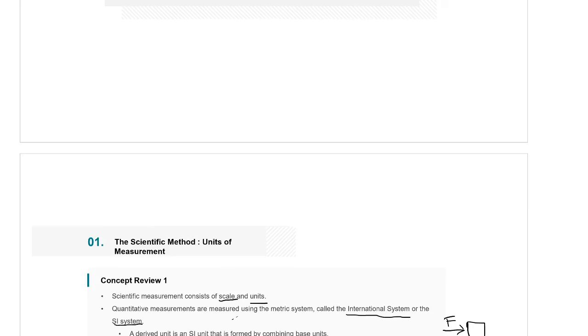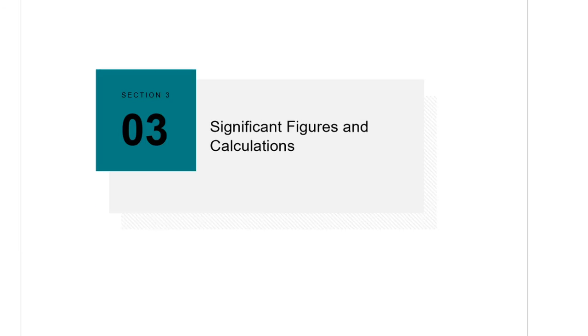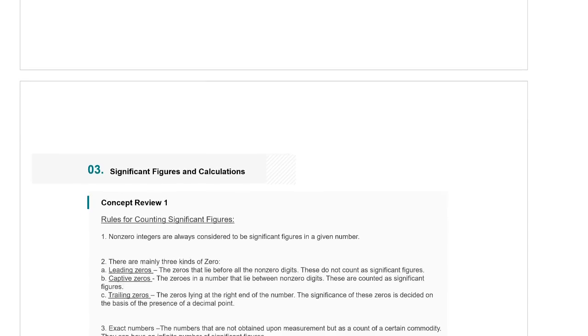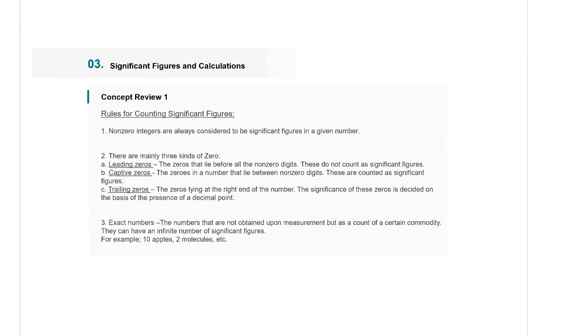All right, so we move on to the third topic, which will be significant figures and also calculations. Significant figures and calculations. All right, first of all, what are significant figures? For significant figures, we are going to represent our number in different ways.